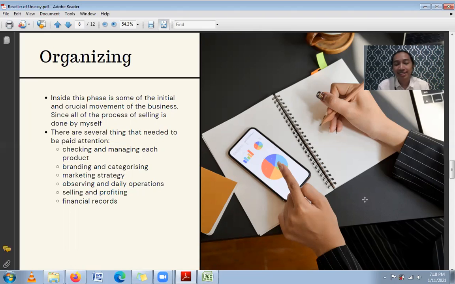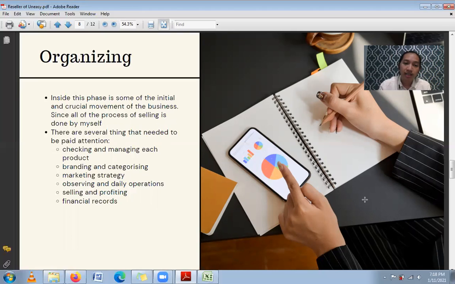Then there is the branding and categorizing. It's when I know where products should be put, and after that I can decide the marketing strategy. Marketing strategy means how I can share my products with people, and how I could grab some of their awareness and attention.